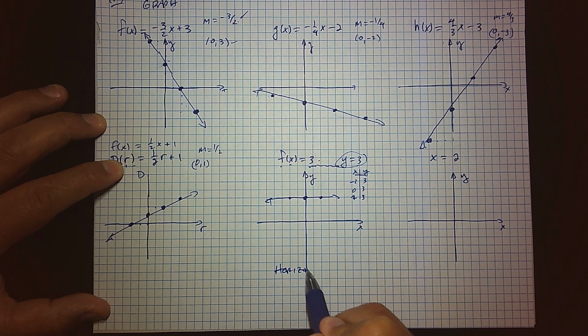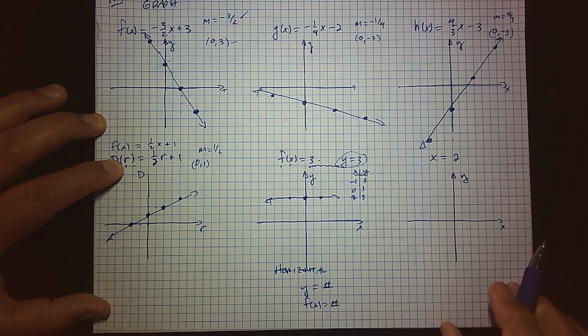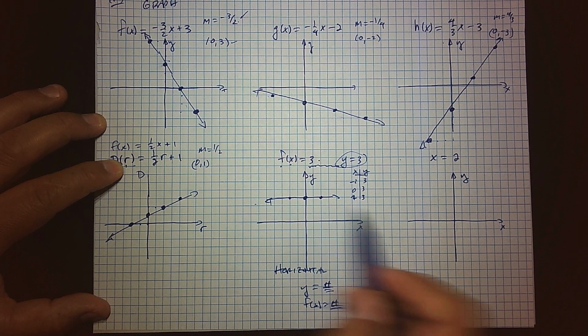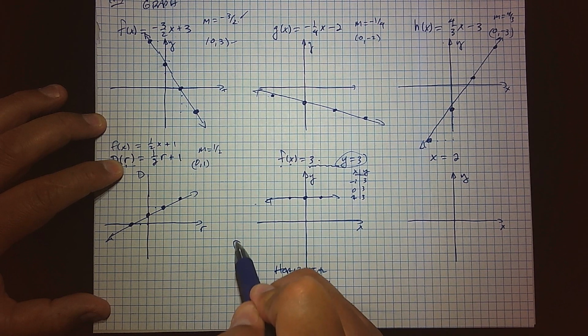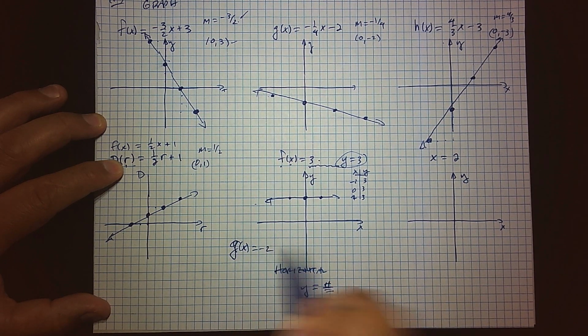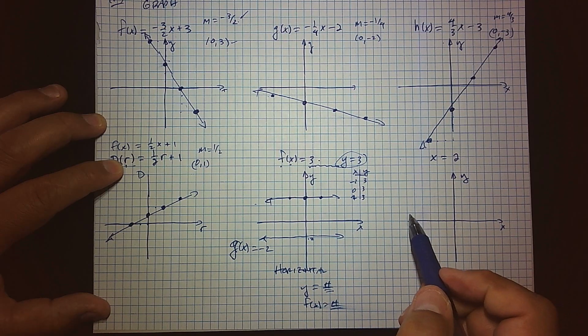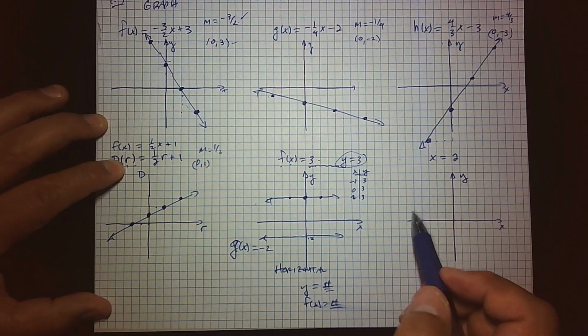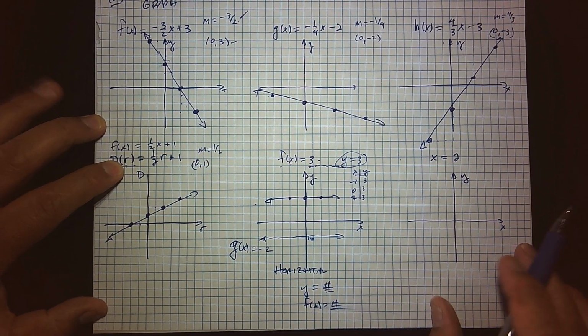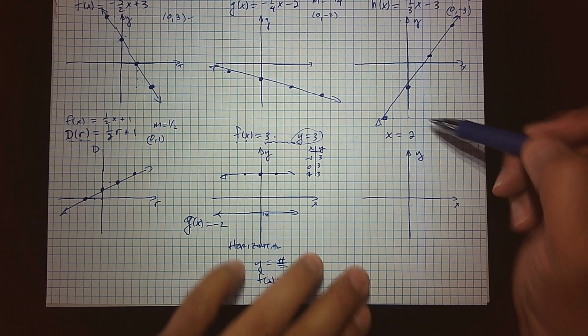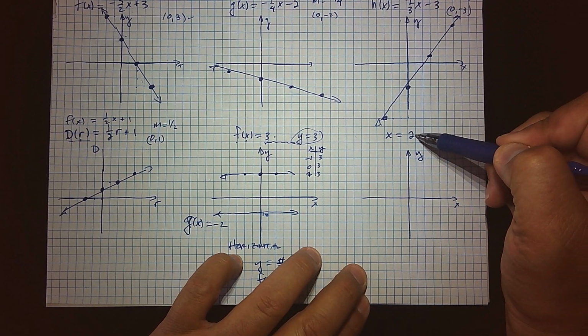And if you guys recall from our review of chapter 3, when y is equal to a number, or in this case since we're using function notation, when f of x is equal to some constant number, then you basically have a horizontal line. So if I had, let's say, g of x equal to -2, that means I would have a horizontal line where y is equal to -2. So horizontal line function.